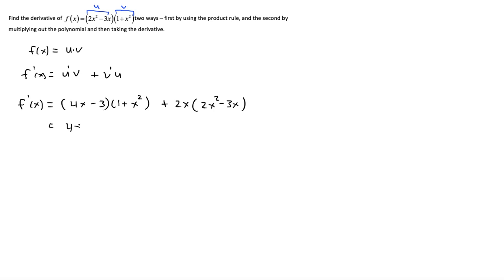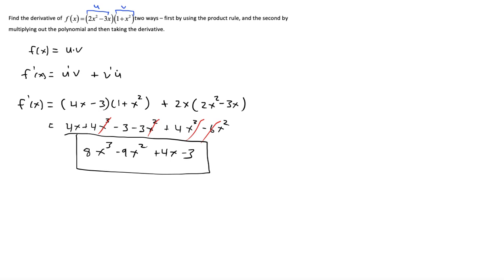So we get 4x plus 4x cubed minus 3x squared. And then here we get plus 4x cubed minus 6x squared. So when we combine everything, we get 4x plus 4x, that's 8x cubed. That takes care of the cube terms. We have negative 3 minus 6, which gives us minus 9x squared. That takes care of this guy. And then we just have a plus 4x minus 3, and there we go. So using the product rule, we found the first derivative.